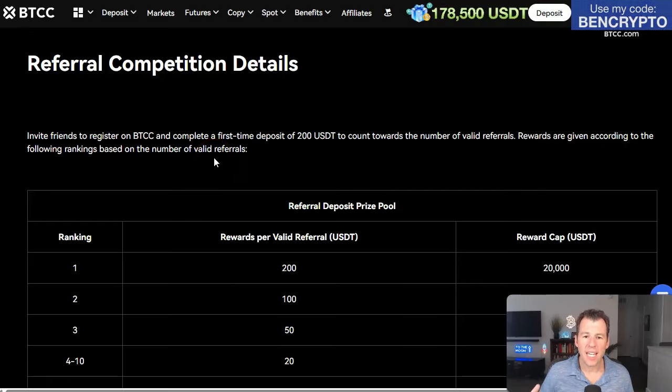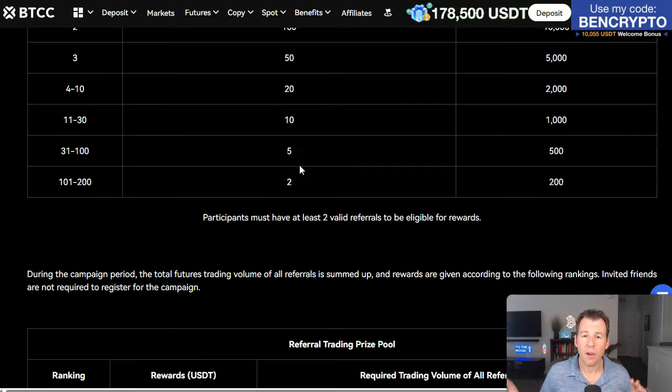Now, for your referrals to count in the campaign, they have to obviously be a first-time user of the platform. They have to sign up for the account and deposit at least $200 into BTCC. Now, for you to count in this competition, you need to have at least 2 valid referrals who are trading, etc.